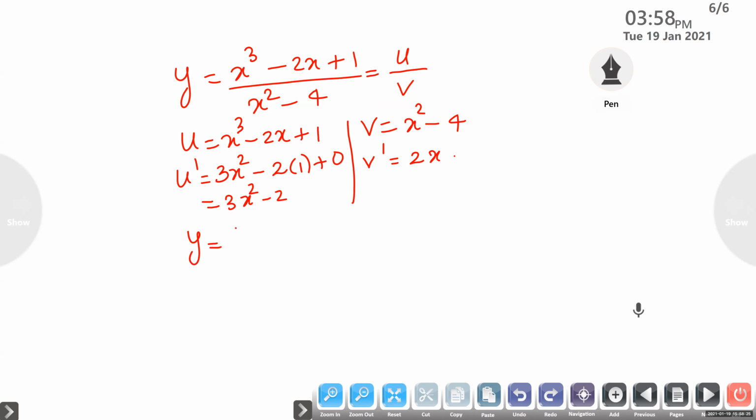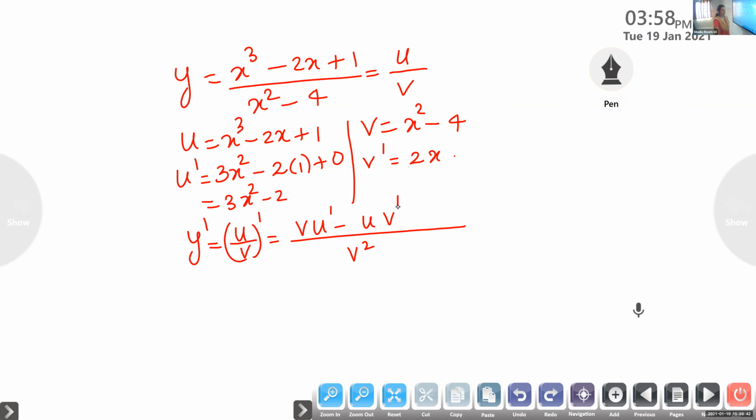Then apply the formula. Y is equal to u by v, so y dash is u by v the whole dash. Every time you write the formula and proceed so that it becomes thorough. Denominator will get v square, v into u dash minus u into v dash. Order should not be changed. Or you can learn it like this also: u dash v minus u v dash by v square.